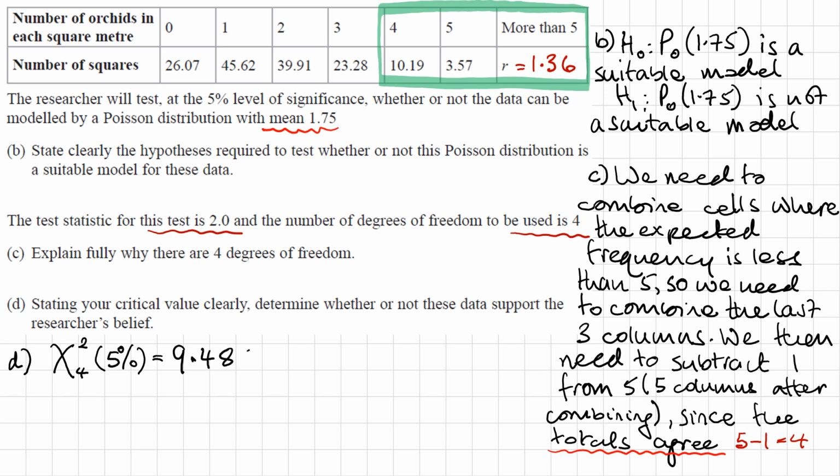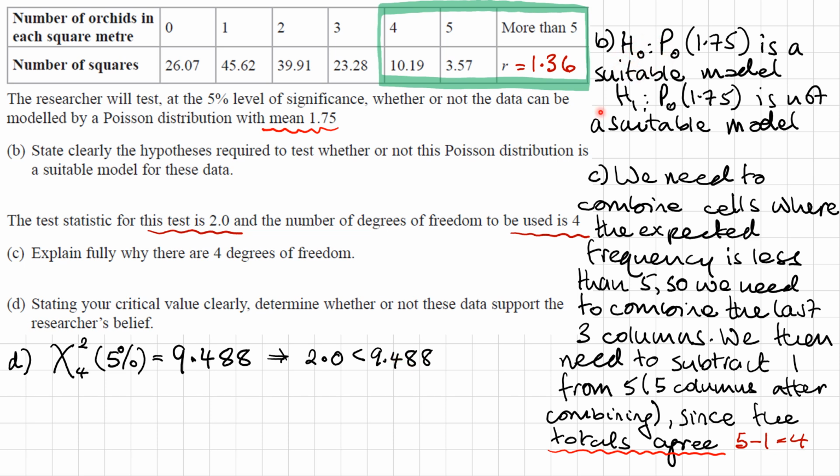9.488. Now we compare that value to our test statistic, and 2.0 is less than 9.488. So you could think of it as the spread from our data calculated is less than a critical value. So that allows us to accept H0.